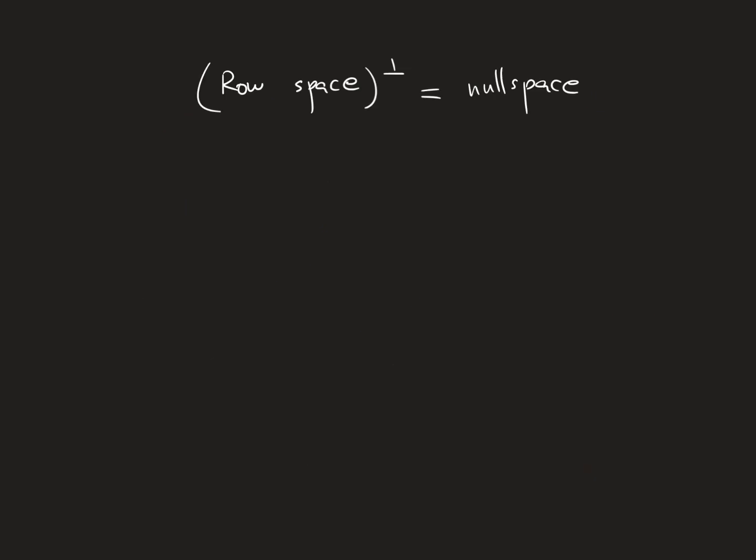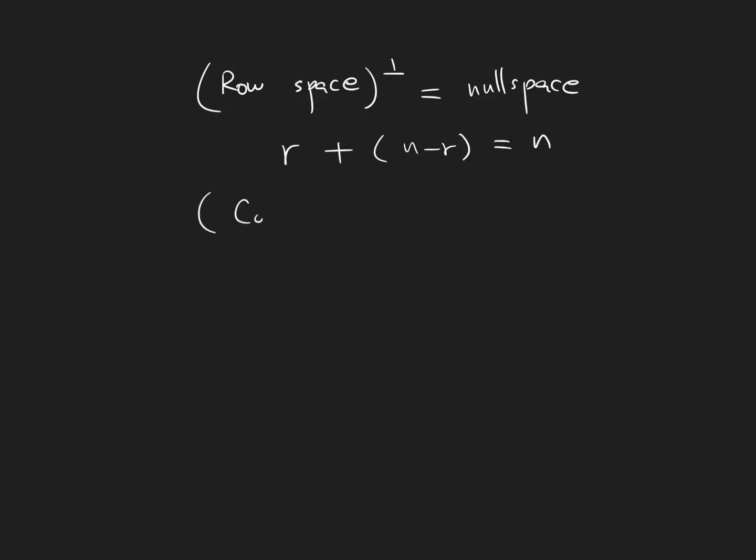We know that the row space is an orthogonal complement of the null space, and also we can say the orthogonal complement of the row space is the null space. The row space dimension is r, and the null space dimension is n minus r, and we add up, and this is n, because the row space and null space are both subspaces of Rn.